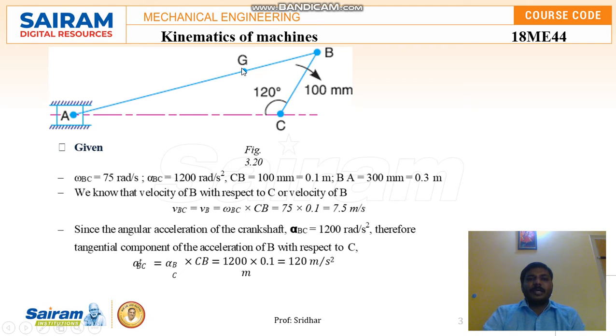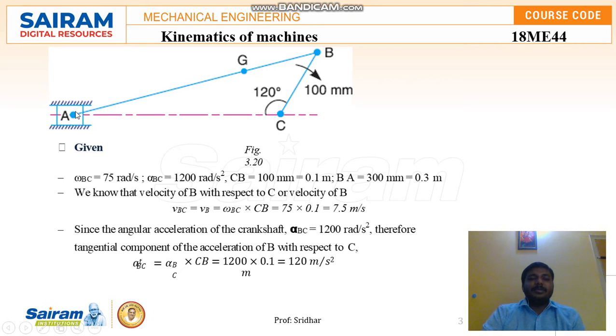Now at point G, we need to find the velocity and acceleration, and for AB we need to find the angular velocity and angular acceleration from the given data. What is given: omega BC, the angular velocity of BC, is 75 radians per second, and the angular acceleration alpha BC is 1200 radians per second square. The distance CB is 100 mm, and AB is 300 mm, that is 0.3 meter. This is the given data.